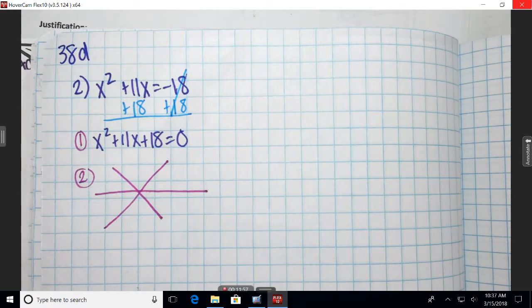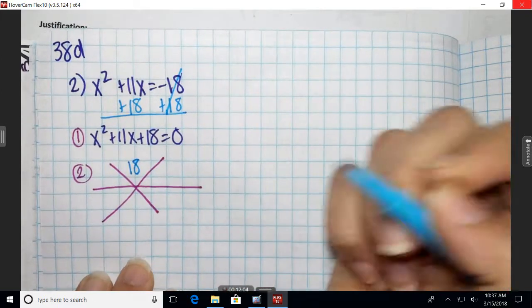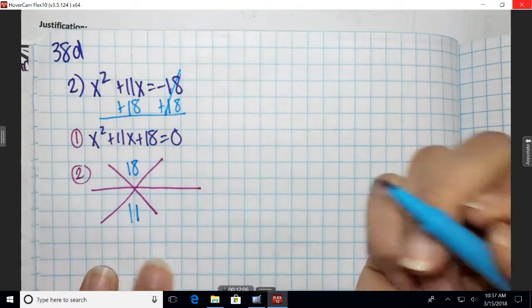Alright, so what goes in the top of my star? 18. What goes in the bottom of my star? 11. And the top left and right?